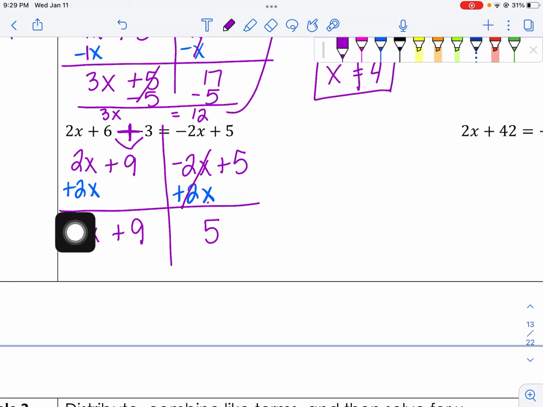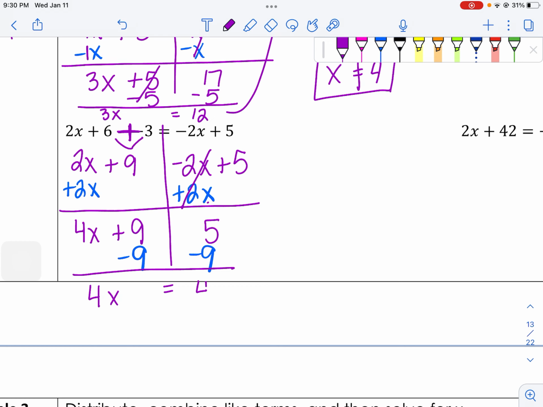Now my goal is to get the 4x by itself, which means I need to move the positive 9. The inverse of adding 9 is subtracting 9 from both sides. So I get 4x equals 5 take away 9. 5 is smaller than 9, so it's going to leave you with a negative answer. The signs are different, so subtract them.